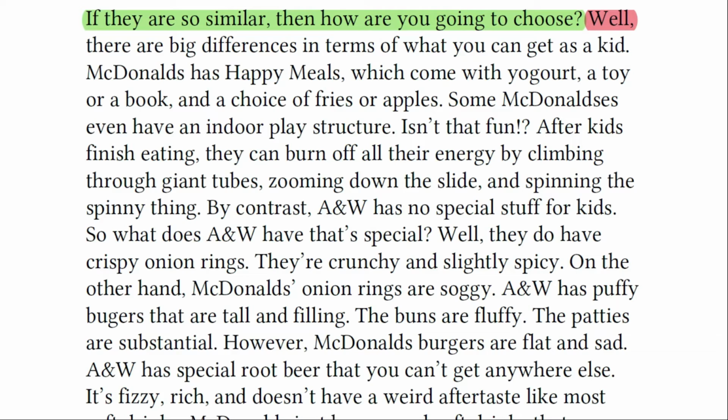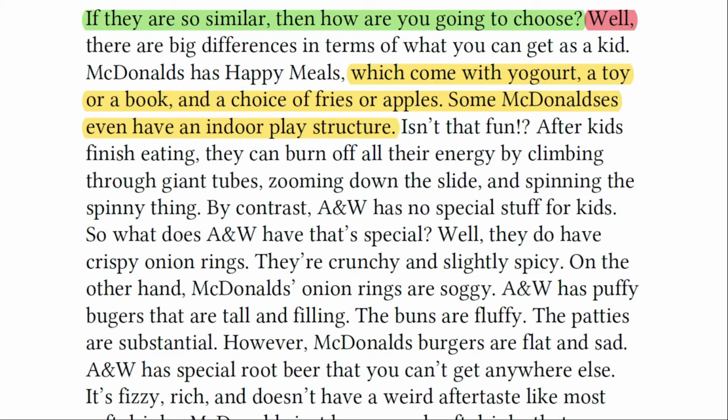Let's see. McDonald's has Happy Meals, which come with yogurt, a toy, or a book, and a choice of fries or apples. That looks like extra details about the Happy Meals. It doesn't just say Happy Meals. So let's highlight that as extra detail.